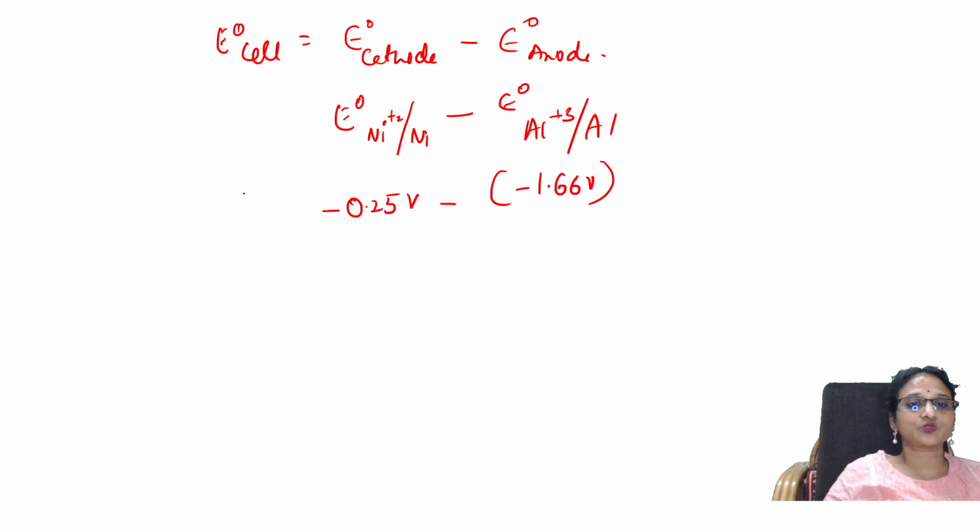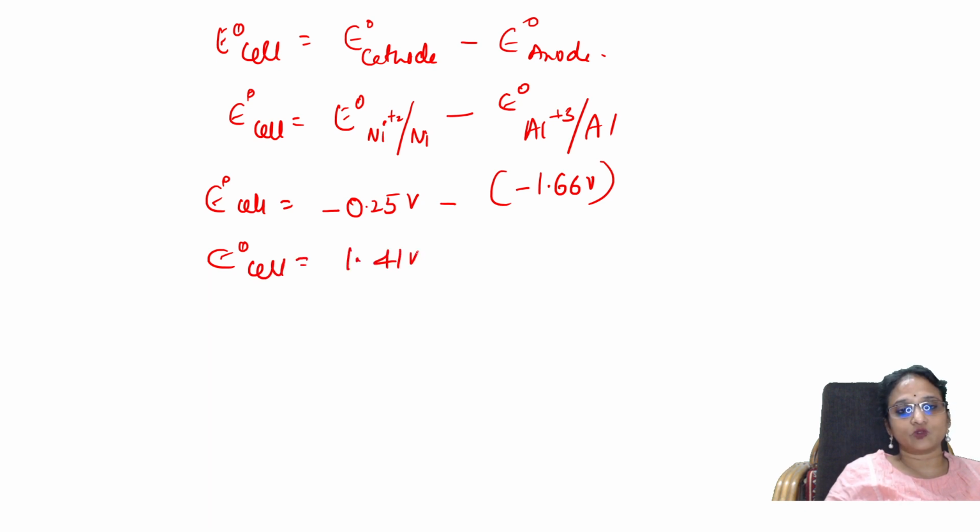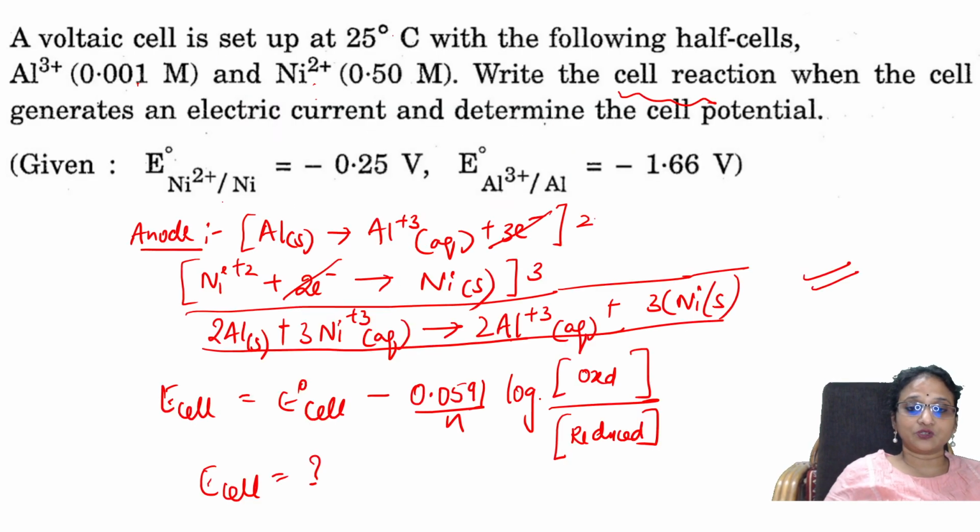How much will it come to? This is nothing but E naught cell. When I substitute, I'll be getting 1.41 volts. Done. Over. Now E naught cell is ready for us. Now what is the next thing? What is the oxidized part? Because I have to do this oxidized part. Now check, students.